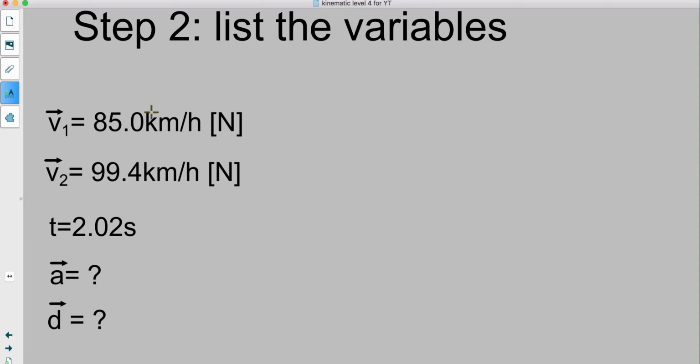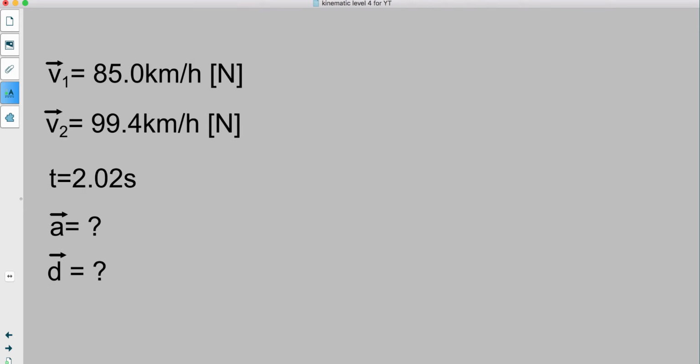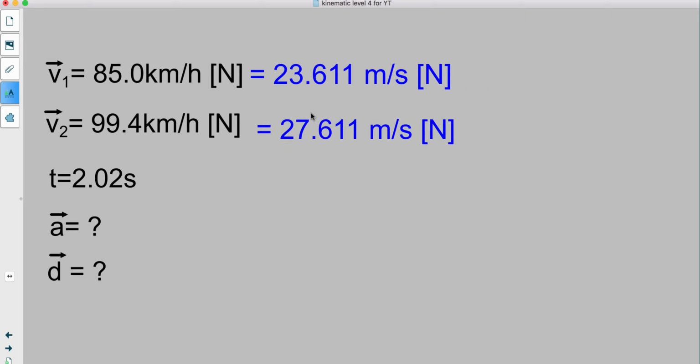Let's take a look at base units. My velocities are in kilometers an hour. Those are not base units, which means we can't actually use them in the kinematic equation. So what we have to do is put them into meters per second. 85 kilometers an hour is equivalent to 23.611 meters per second. 99.4 kilometers an hour is equivalent to 27.611 meters per second. I will not be showing the conversion in this video. I will give you a link on converting from kilometers an hour to meters per second. So we now have meters per second, that's a base unit. This is seconds. We're all good to go.